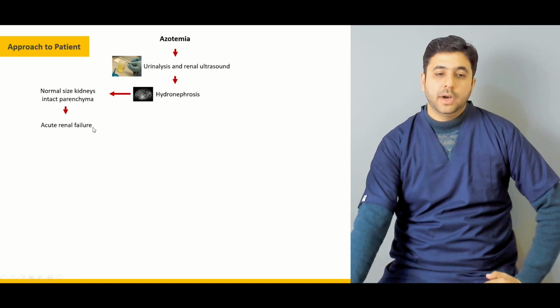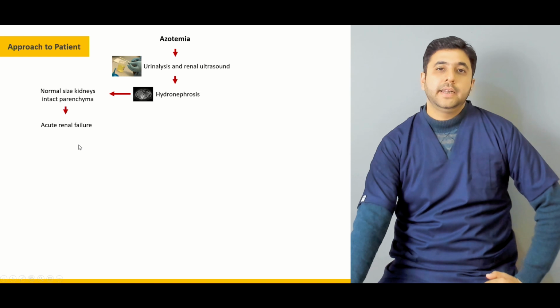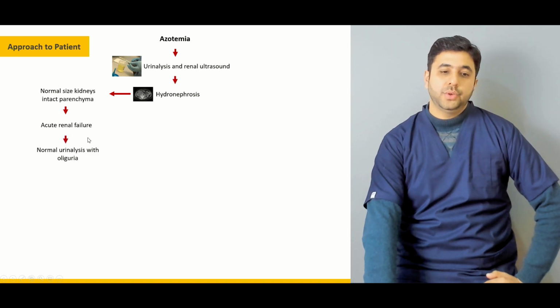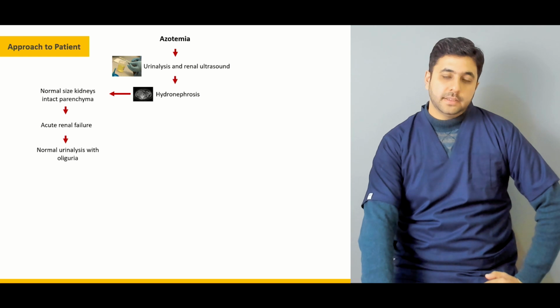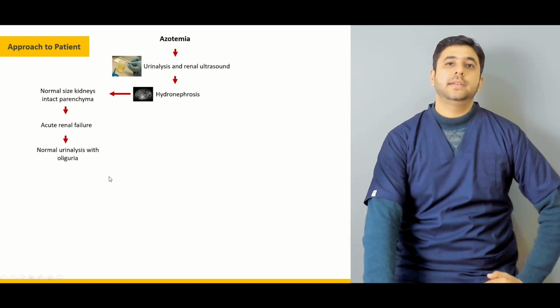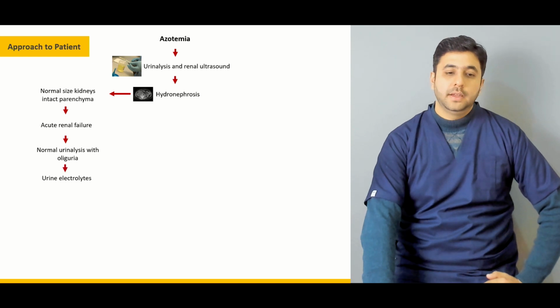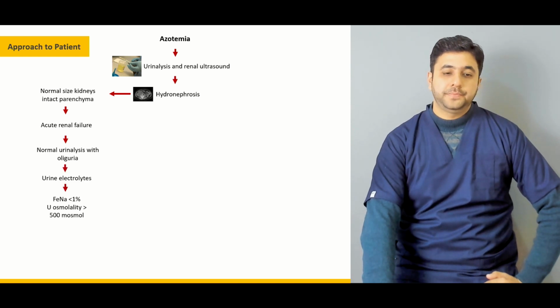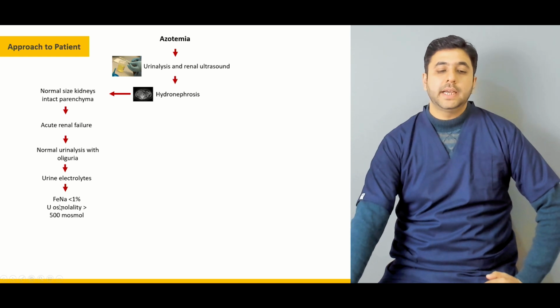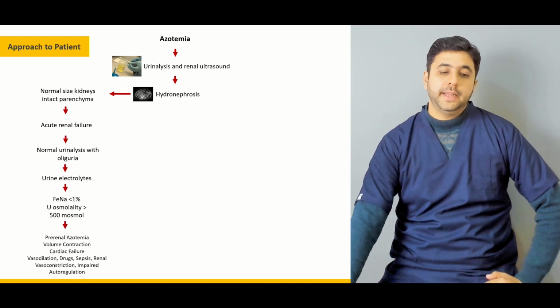The ultrasound has helped you up to this part. Now, to further evaluate this patient, whether he has prerenal failure or renal failure or acute tubular necrosis, you will do a urine analysis. You did a urine analysis. The urine analysis was perfectly normal, but there was oliguria, that is, decreased urinary output, less than 400 mL over a period of 24 hours. You did the urine electrolytes and you found this picture: the FeNA is less than 1, and your urine osmolality is greater than 500 milliosmoles per liter. So you define that patient as a case of prerenal azotemia.